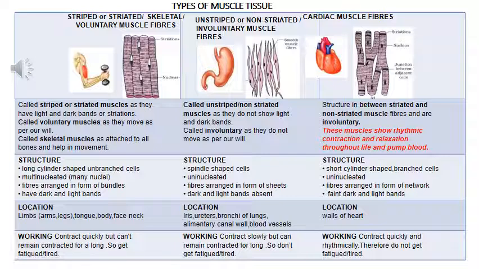Now let's see the structure here. They are long, cylindrical shaped, unbranched cells. Children, here you are supposed to learn the differences between these three. There can be a question, differentiate on the basis of the diagram also. Differentiate muscle fibers on the basis of diagram. There can be one more question where you can differentiate on the basis of structure, location, working. Okay. So please remember this table and make it in your notebook.